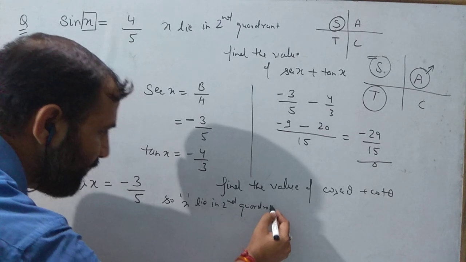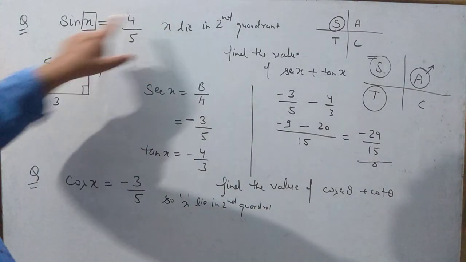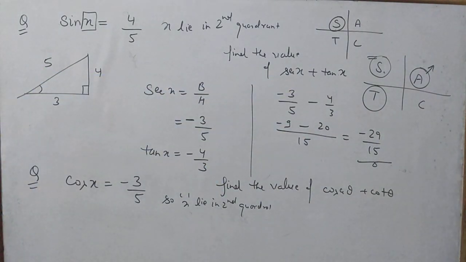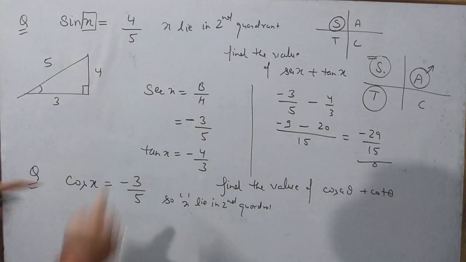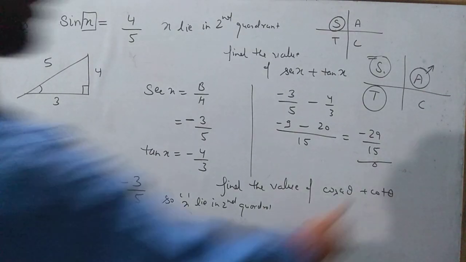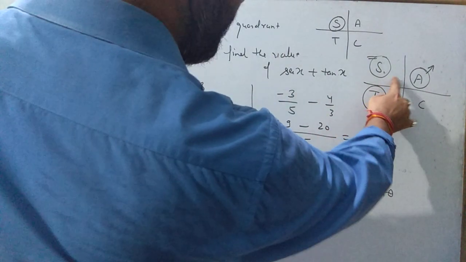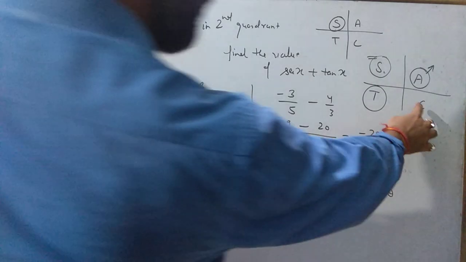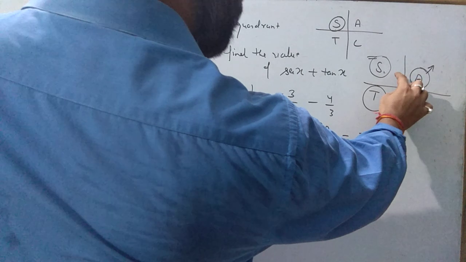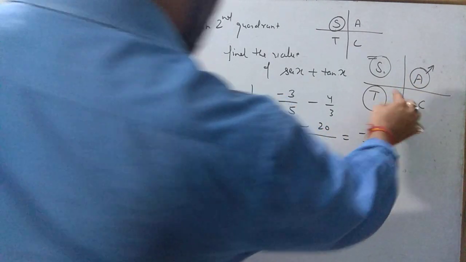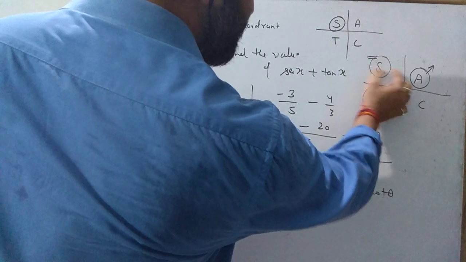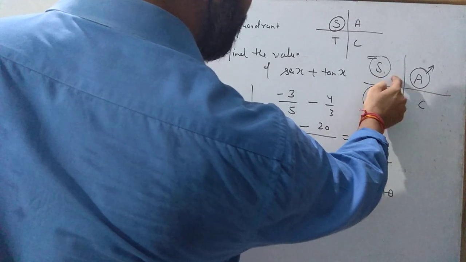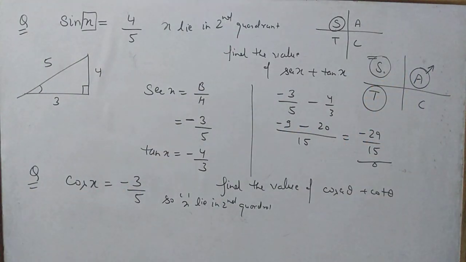Sometimes the question is given in such a manner that it mentions in which quadrant x lies, and sometimes it is not mentioned, so we can identify it according to this quadrant rule. Again I repeat, the value of cos x is minus 3 by 5, it's negative. Cos is negative in which quadrant? Second and third, because in the first quadrant all are positive and the fourth quadrant itself belongs to cos. That's why we cannot take first and fourth. So in second and third quadrant, cos is negative. We will give preference to the second one because you are moving in the anti-clockwise direction, the first comes first, the second comes second. That is why x is taken as the second quadrant.